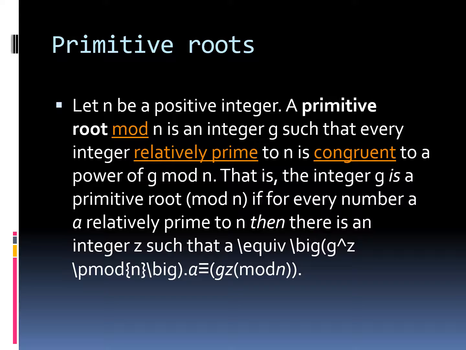Then, for any integer b and a primitive root a of prime number p, we can find a unique exponent i such that b is equal to a power i mod p.